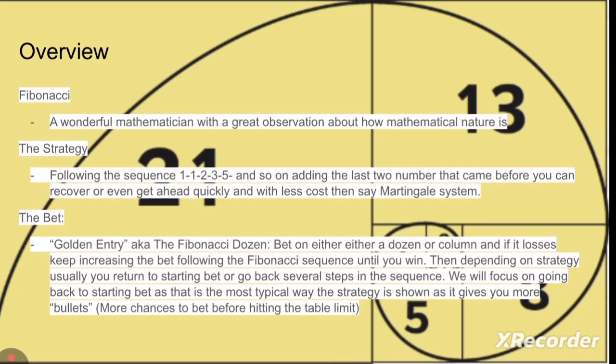This bet is known as the golden entry or the Fibonacci dozen. We're betting on either the dozen or the column because those are the ones that pay 2 to 1. And every time we lose, we're going to increase our bet following the sequence. After we win, usually you start back at the very start of the sequence. There have been a few examples where people's strategy involves taking 2 steps back because that's typically how that's used. However, when it comes to the dozens or the column bets, most strategies involve going back to the start. So that's what we're going to do here until you hit the table limit. Once you hit the table limit, well, that's going to be it.